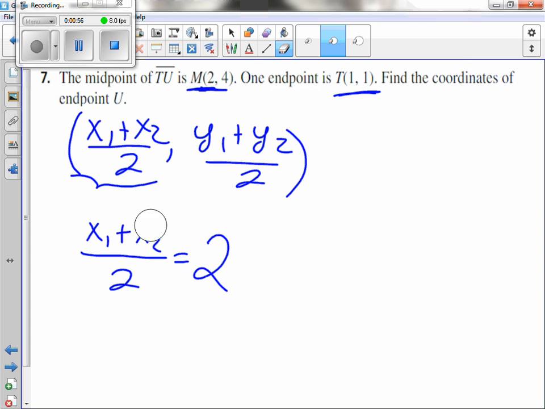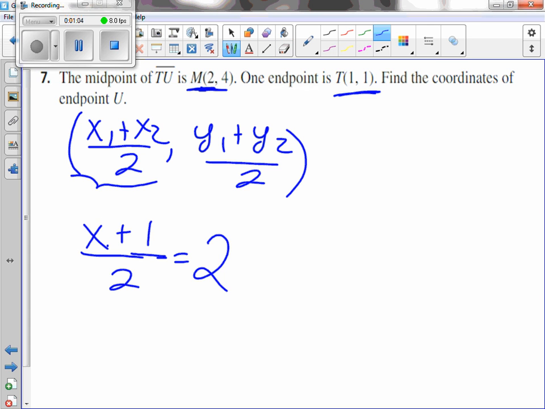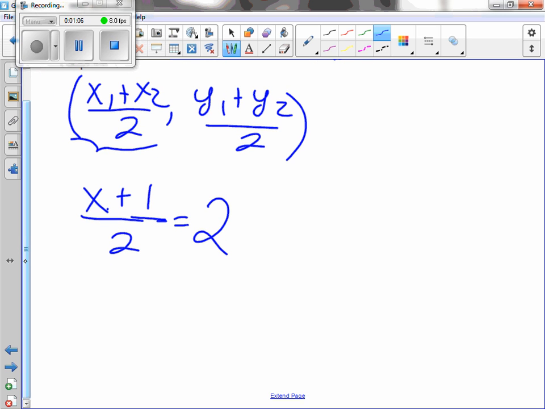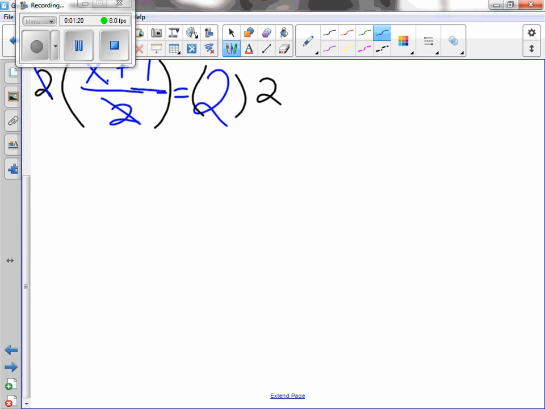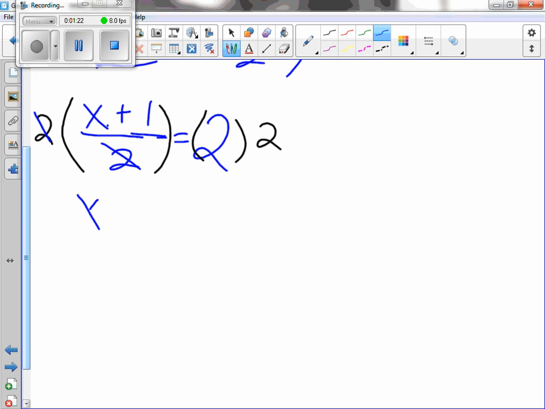Now, I know one of the x values, it was told to me over here. It was told to me that it was 1. Now, I don't know what the other x value is, but I'm just going to call it x. And I will use this to solve for the other value. Now, again, the first thing we're going to do in solving for this here is to multiply both sides by 2. And when I multiply both of these sides by 2, the 2 and 2 here will cancel, leaving me with x + 1 = 4.